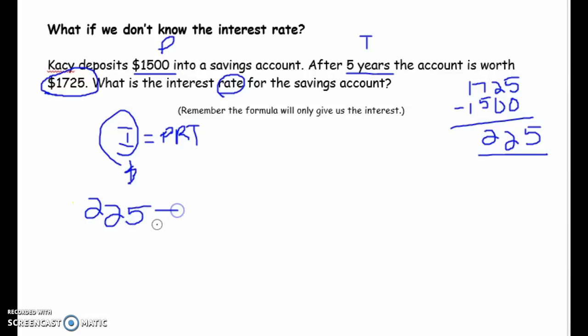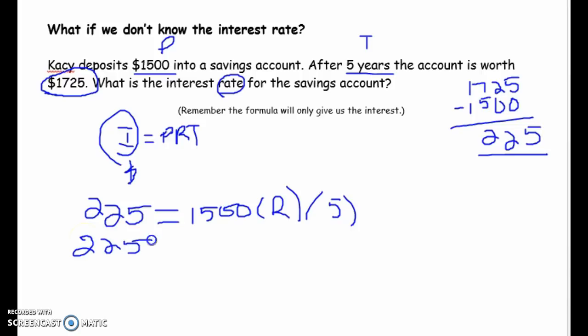$225 equals the principal we know. It's $1,500. We do not know the rate, so let's call it R. And we know the time is 5 years. Anytime we have an equation, we simplify everything that we can before we start doing the opposites. So the very first thing I think you should do is multiply 1,500 times 5.